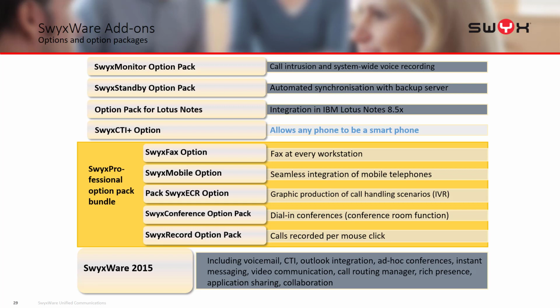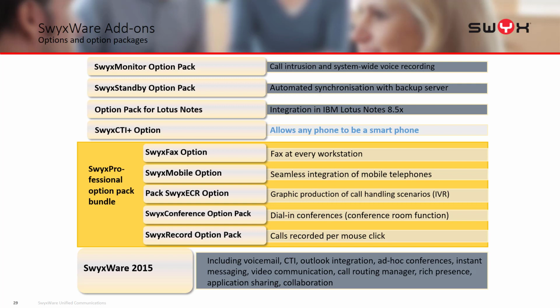And then finally we have Swyx Monitor option pack. Swyx Monitor actually does 3 jobs. It allows call recording on the trunk. So Swyx Record, down the bottom here, is call recording from the client, but it has to be the soft client using USB. If you want to record any other phone device, then you need to record it on the trunk.